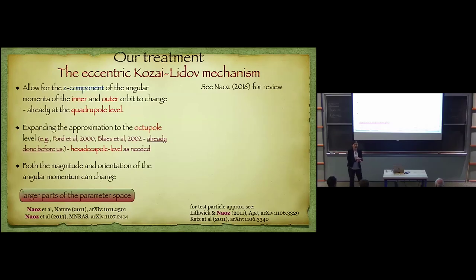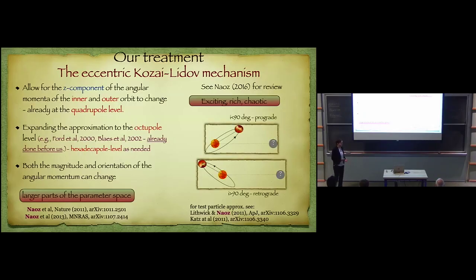You get it all the time, actually too much. The system is very exciting. It's really rich, and it's also chaotic. I can also flip things from below 90 degrees to above 90 degrees, which I couldn't do before because I couldn't change the sign of the cosine.